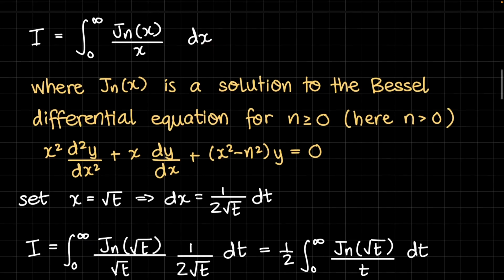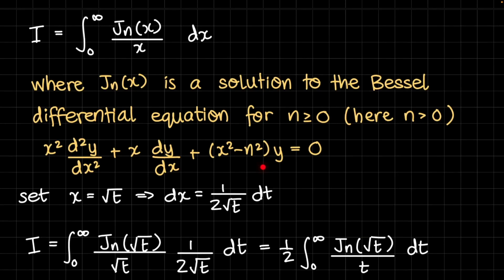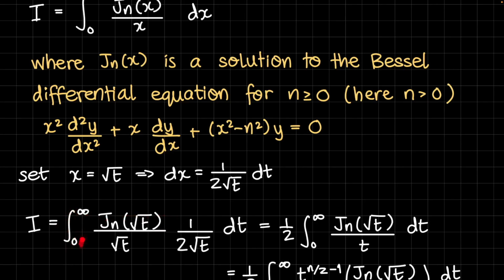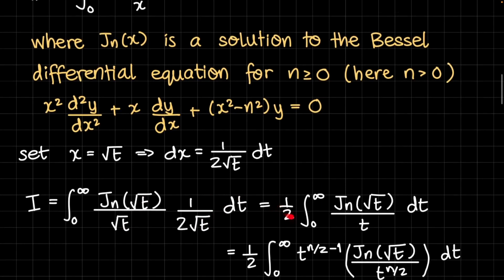So to solve this, it is quite non-elementary. Set x to be square root of t such that dx becomes 1 over 2 square root t dt. So we replace the entire thing. The limits won't be changed under such a change of variables. J_n of square root t over square root t times 1 over 2 square root t dt from the differential. So we get 1/2 integral 0 to infinity J_n(square root t) over t dt.